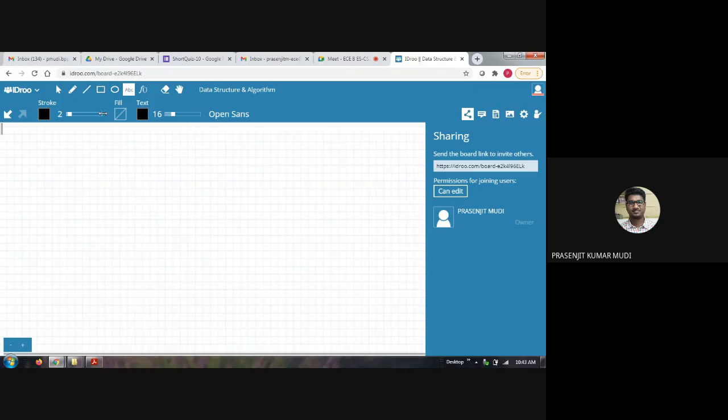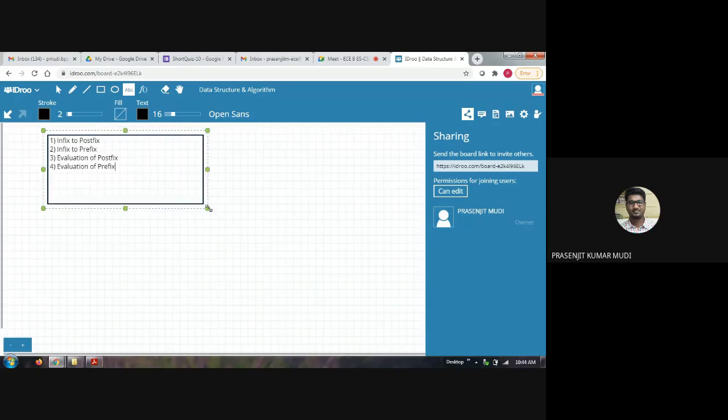So far what we have done is, number one, infix to postfix conversion. Next we understood infix to prefix. Then evaluation of postfix, then evaluation of prefix. So these are the main four topics, out of which we have covered one.